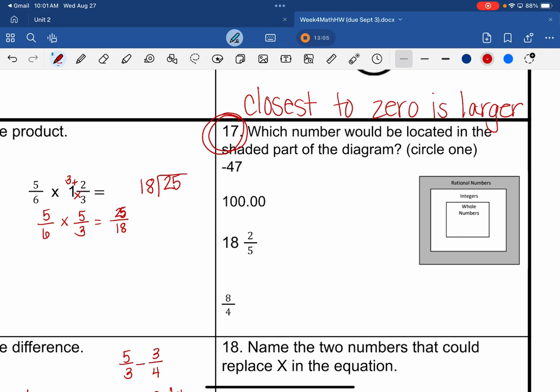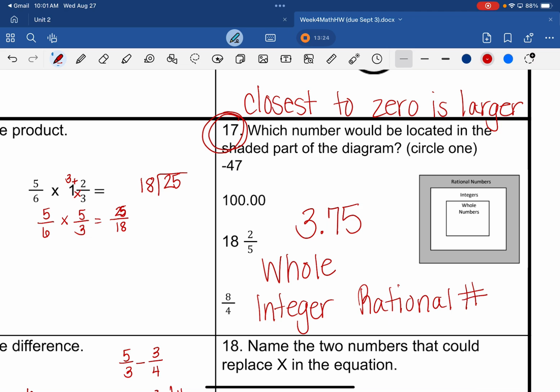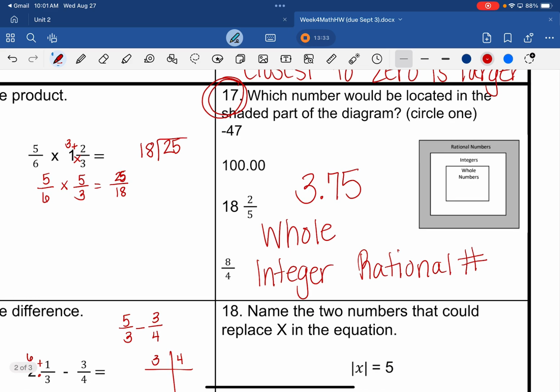So number 17 has 7/75, and then it asks you to decide if it's a whole number, an integer, or if it's a rational number. And so you just need to figure out which location that would go in, and it's only going to go in one of them. Sorry about that. I don't know why I have a different one. It looks like the rest of it's the same though.